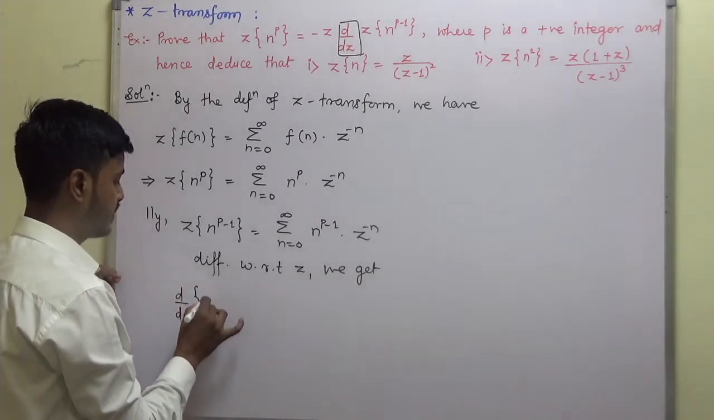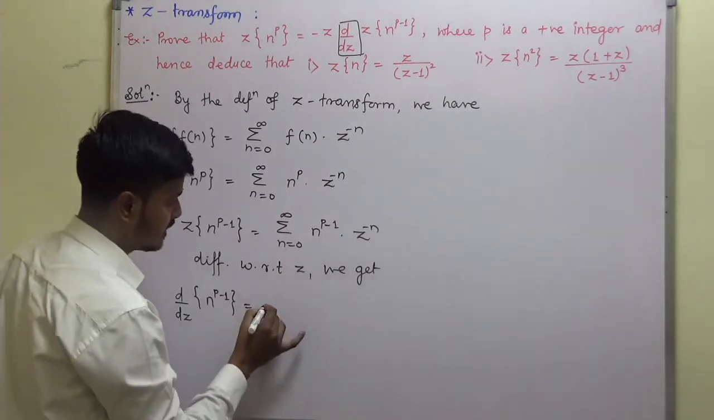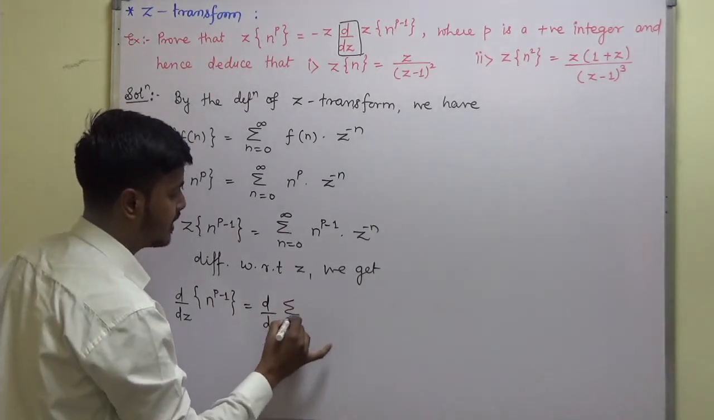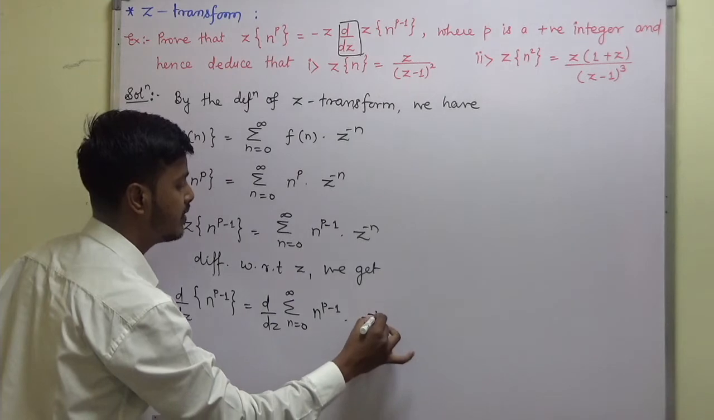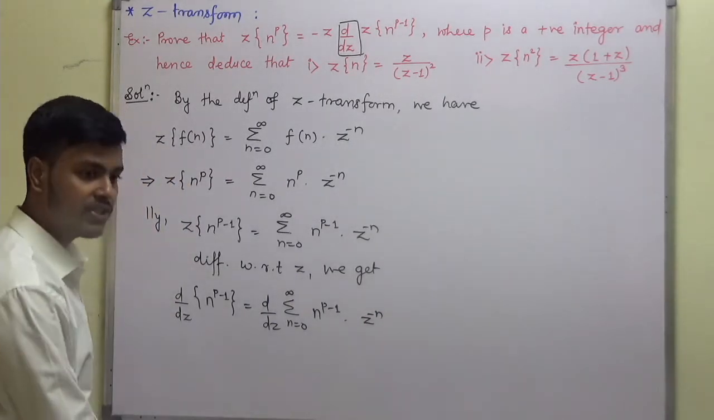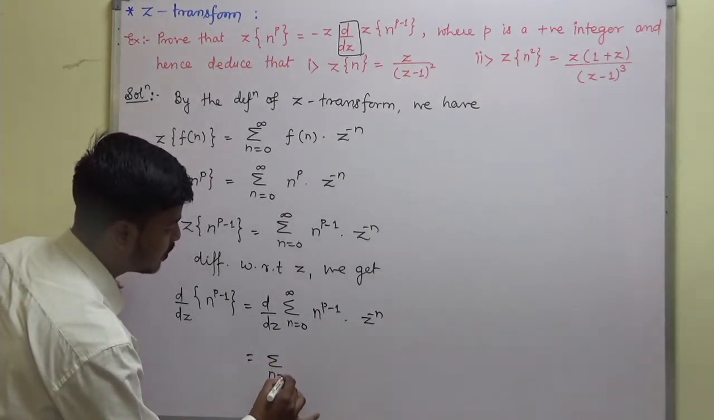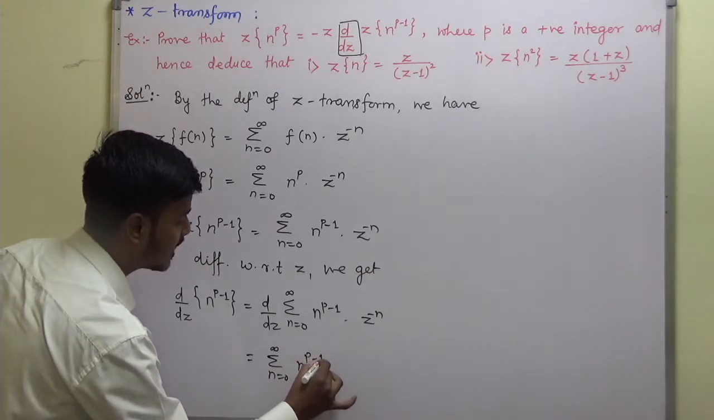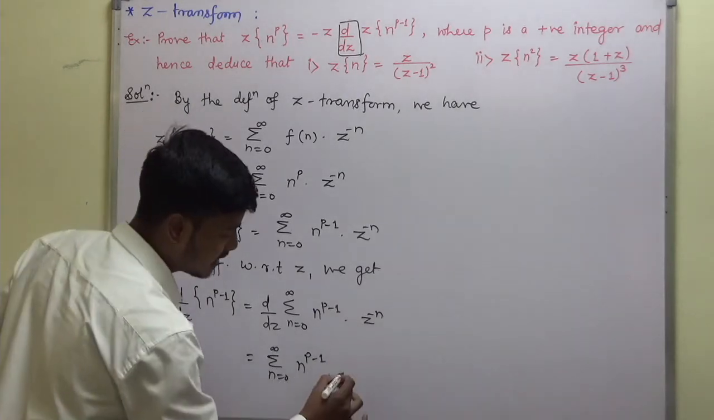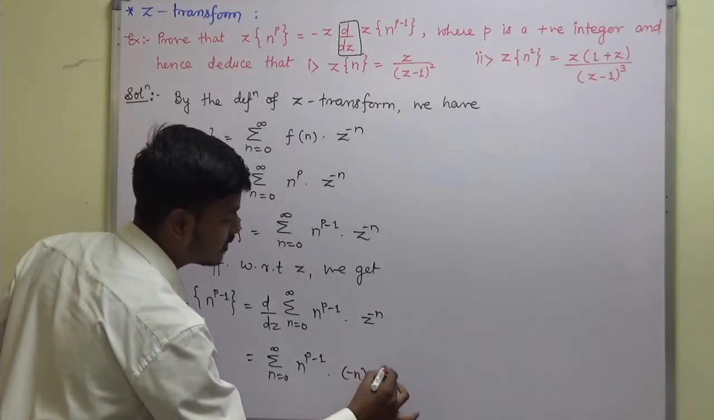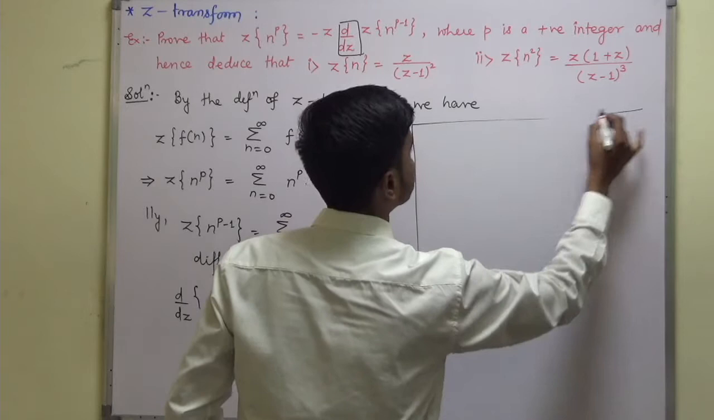d/dz of Z transform of n power p minus 1 is equal to d/dz of summation n is equal to 0 to infinity n power p minus 1 into z power minus n. Now just differentiate it. When you differentiate it, you get summation n is equal to 0 to infinity n to the power p minus 1 into, the derivative of z to the power minus n, which is minus n into z to the power minus n minus 1.